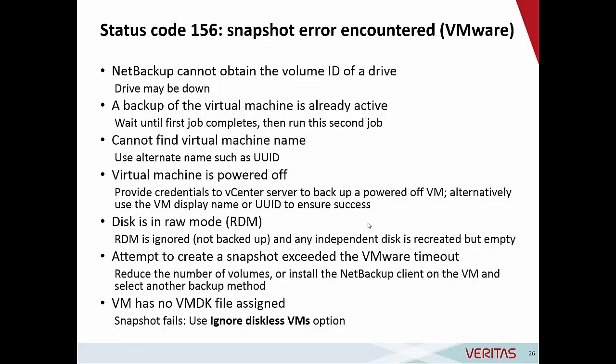Disks that are operating in raw mode, RDM, are ignored. Any independent disk on the restore will be recreated in the empty state. Any attempt to create a snapshot that exceeds VMware timeouts will fail. And a lot of times this is due to resources. A lot of 156s can result from either insufficient disk space in the data store to create the snapshot, or that the vCenter or ESX server is just plain trying to do too much.